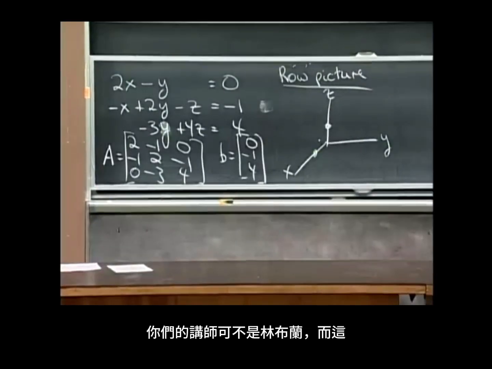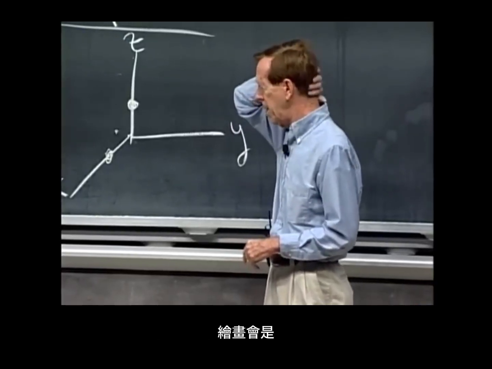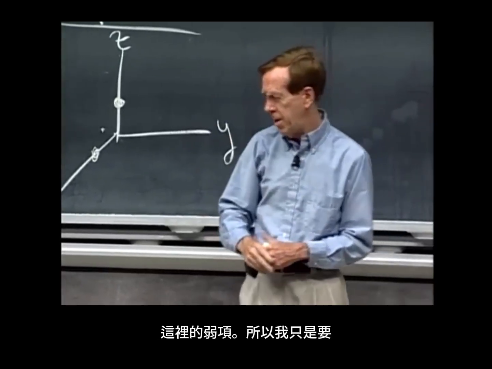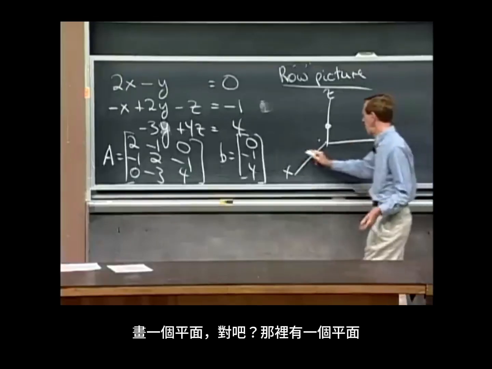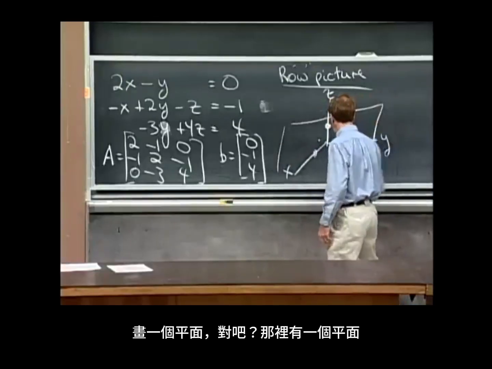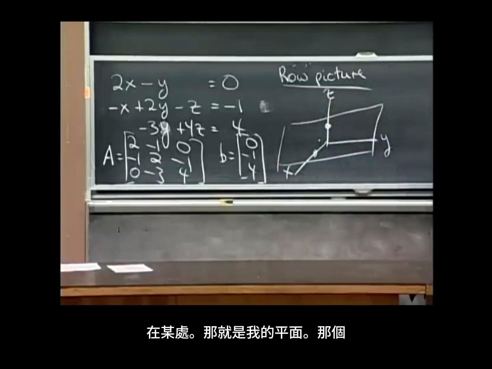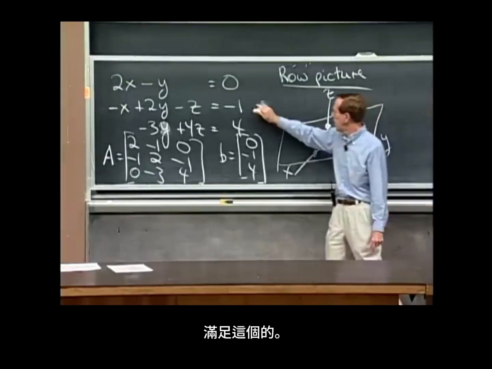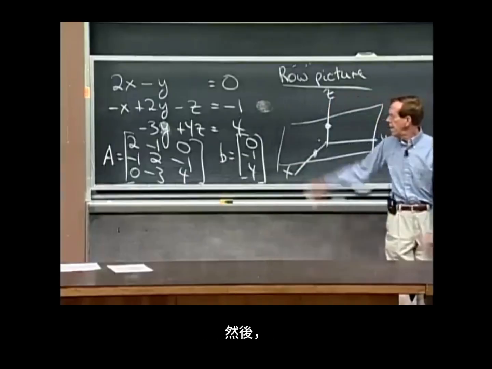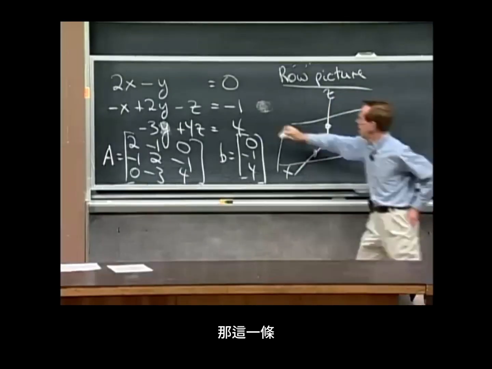your lecturer is not Rembrandt, and the art is going to be the weak point here. So I'm just going to draw a plane, right? There's a plane somewhere. That's my plane. That plane is all the points that solve this guy. Then what about this one?